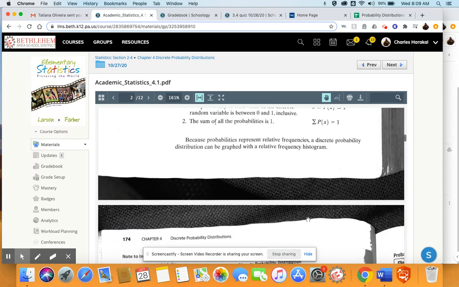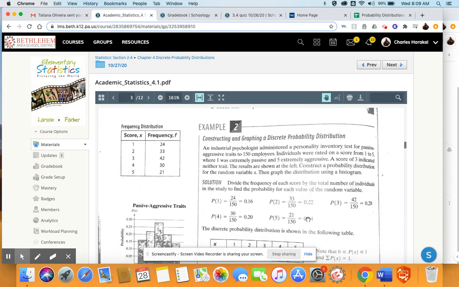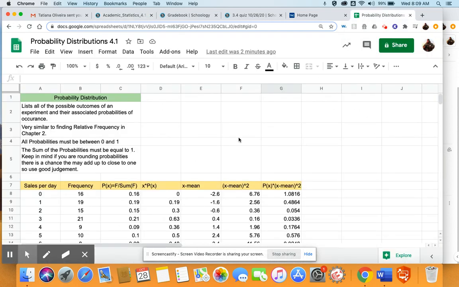From there, what I really wanted to talk about is what is a probability distribution, example number 2, and how do we construct one. And so I've created a spreadsheet using Google Sheets to show you some of the steps that they showed you in the next couple examples. I'll share this with you in just a moment.